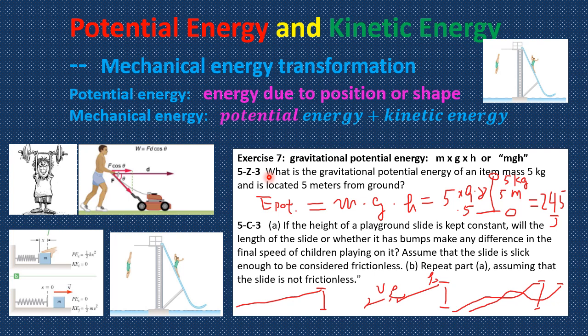The first one is purely a conceptual problem. What is the gravitational potential energy of an item of mass 5 kilograms located 5 meters from the ground? If the ground is here and it is lifted up that high, it possesses potential energy. That is simply mass times g times h. So 5 times 9.8 times 5, and in class we get 245 joules. So that is the potential energy.